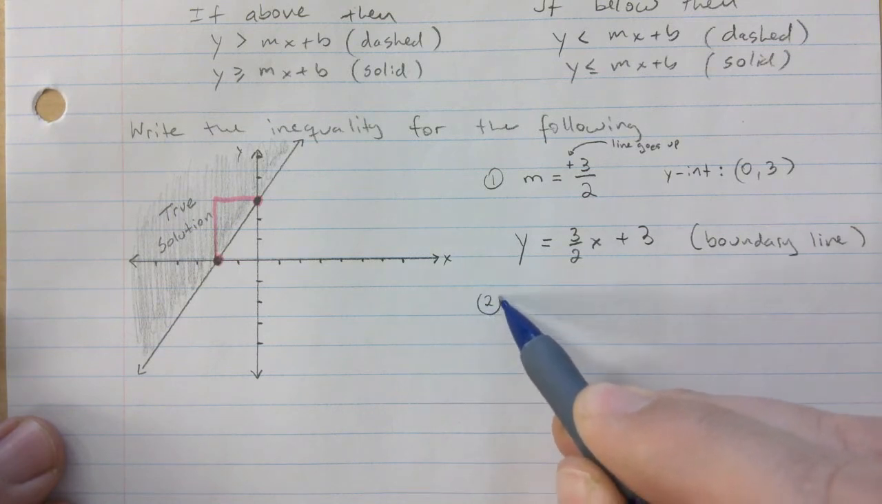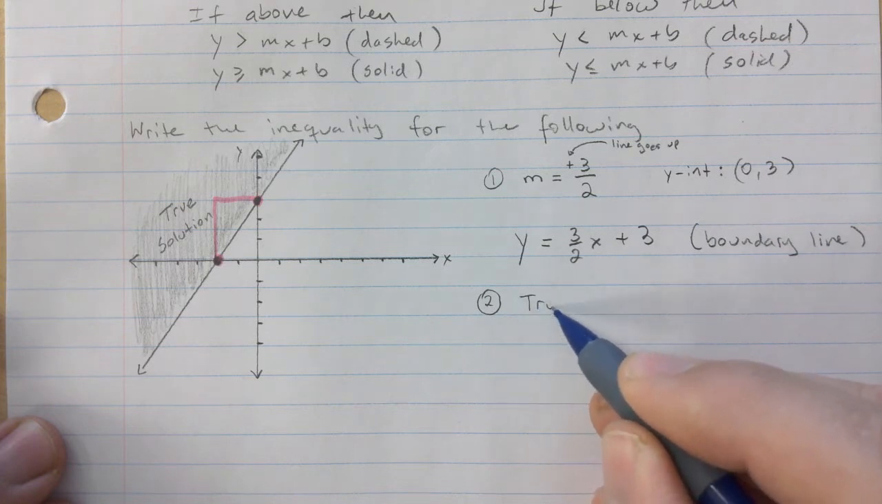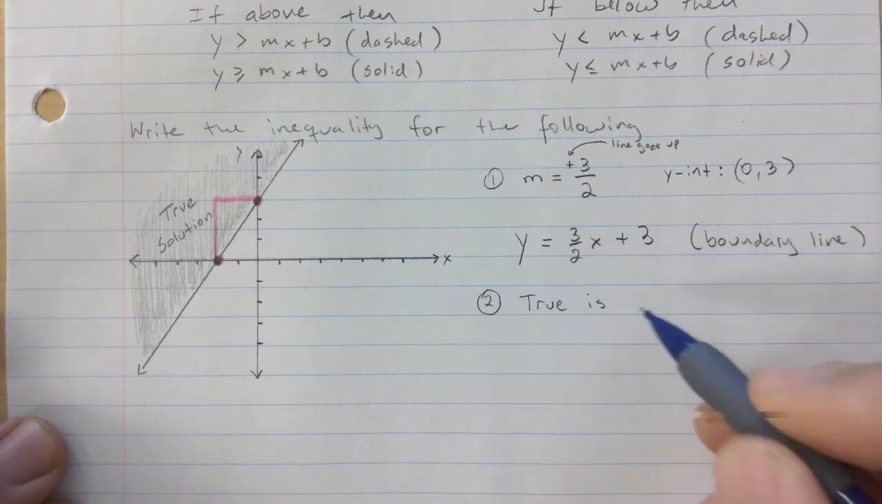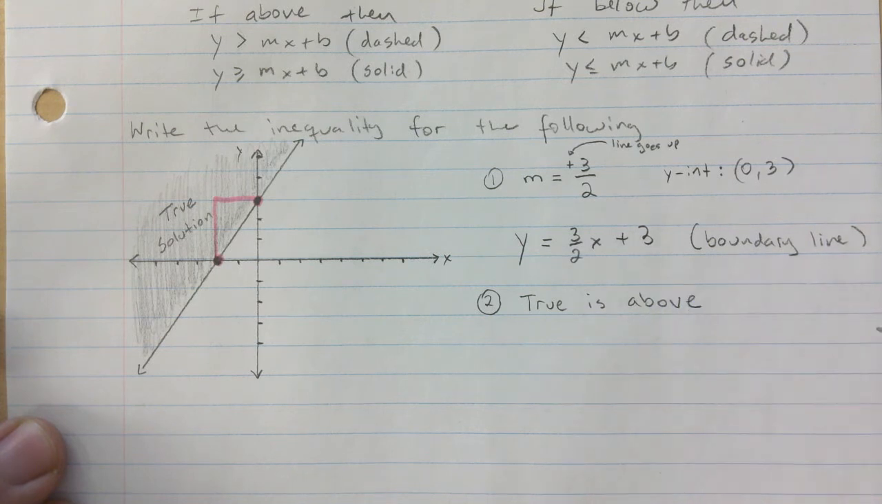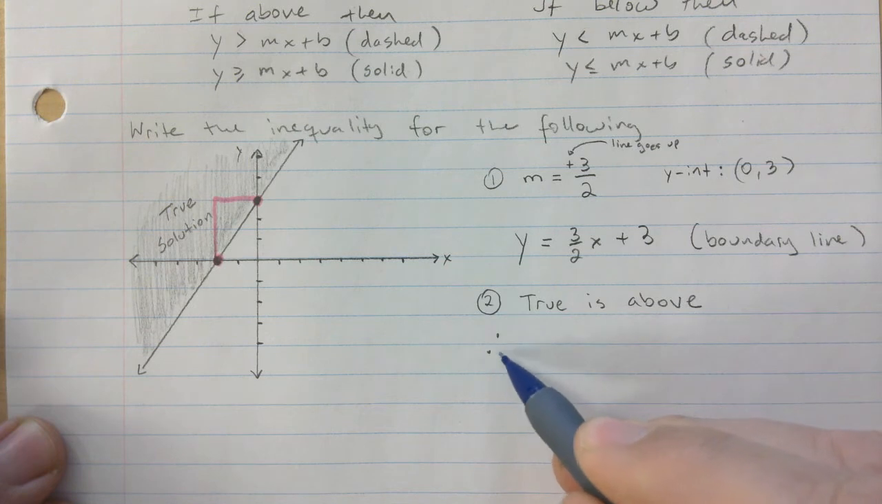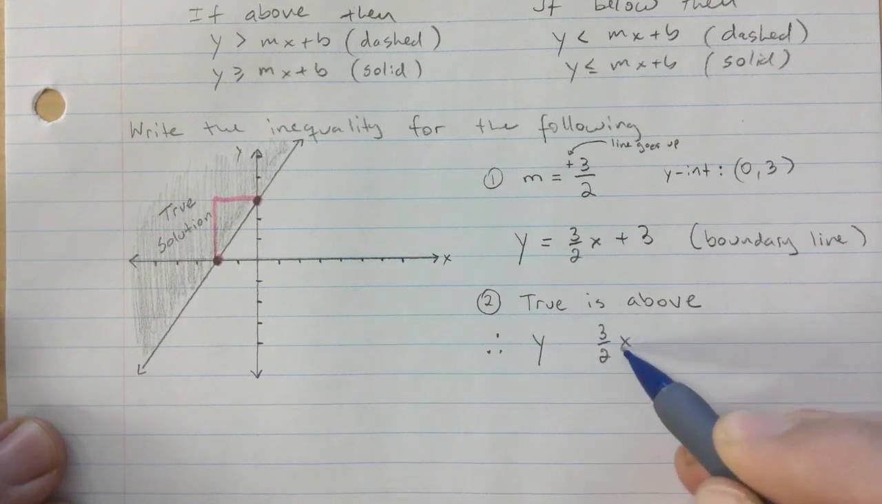Step 2, true is above, right? Therefore, y is greater than 3 over 2x plus 3.